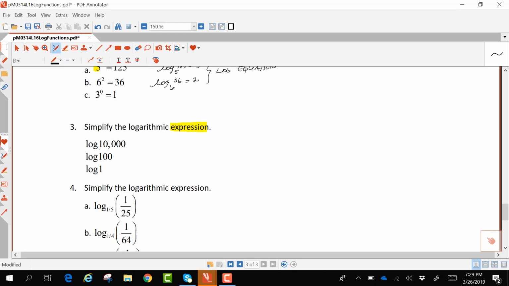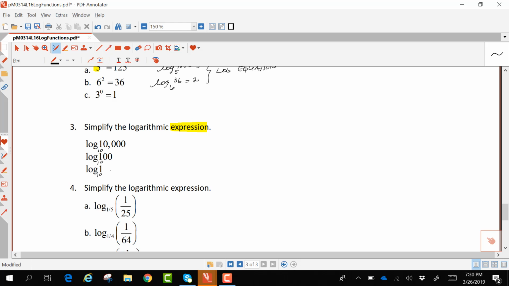To rewrite these expressions equal to a number, I first want to take note that there is no base written on any of these logarithms. If a base is not given, you assume the base to be 10. If the base is 10, it is called a common logarithm, and therefore they will not write the base. They will assume it to be 10.